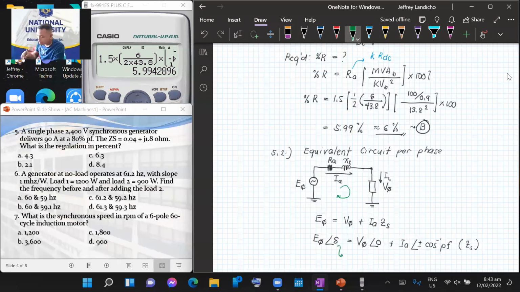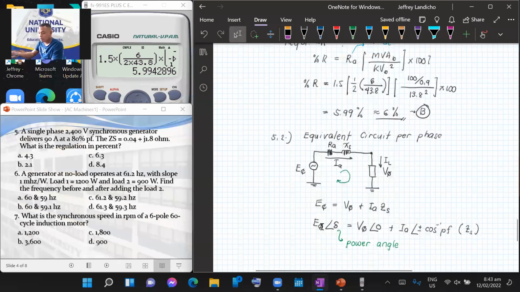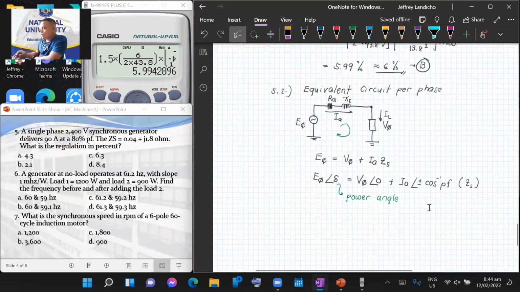This given delta is also called the power angle. The power angle is the angle between the generated voltage per phase and the terminal voltage per phase. The angle between E per phase and V per phase. And since V per phase is always our reference, whatever angle comes out for E per phase is immediately what we call the power angle, or our delta. Got it?